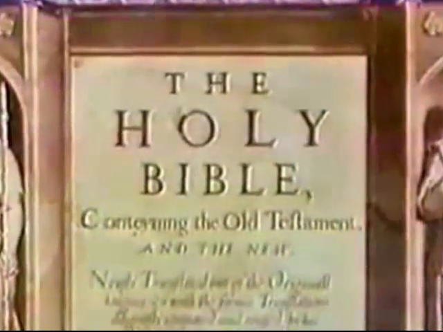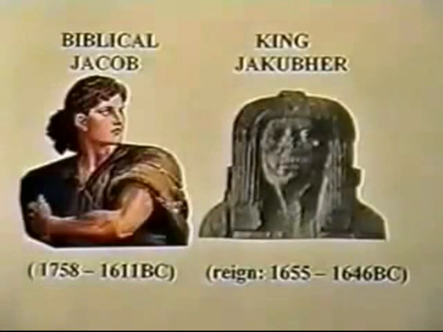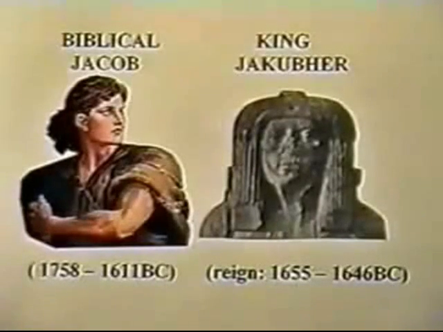Researchers of both Bible and Egyptian history have concluded that the Hebrew authors of the Bible covered up the fact that the Hebrews and the Egyptians shared the same royal bloodline. But why? Why the cover-up?